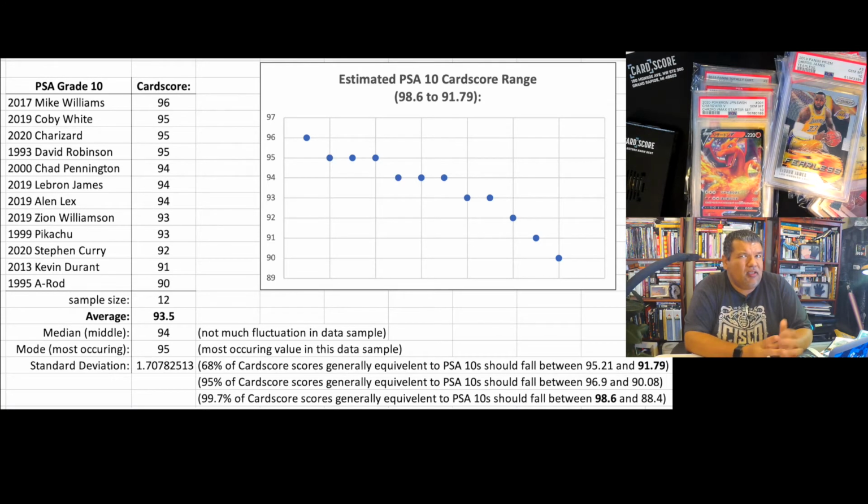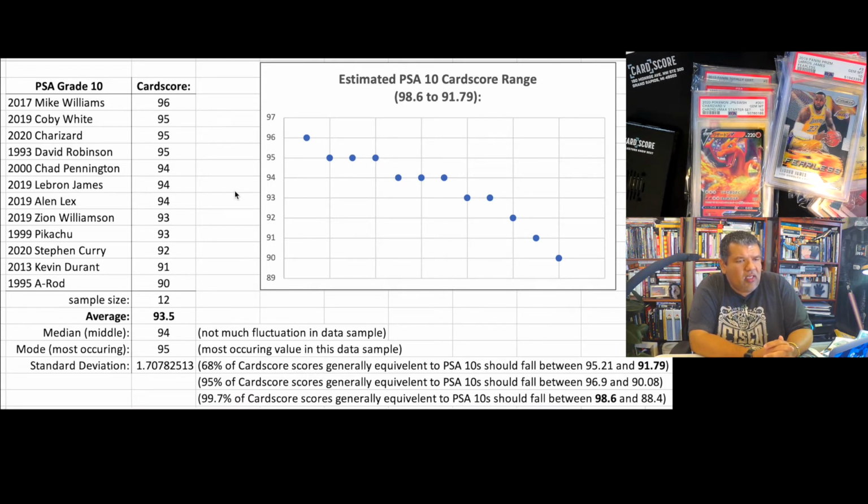The median, if you recall from high school or college statistics, was 94. That's the data point in the middle of the sample set. A median of 94 and an average of 93.5. Those numbers are pretty close, indicating not much fluctuation in the data, which is a good thing. Similarly, the mode, which is the number occurring most in the data, was 95. So the average was right in here, the median was here, and the mode was up here. Pretty tight grouping.